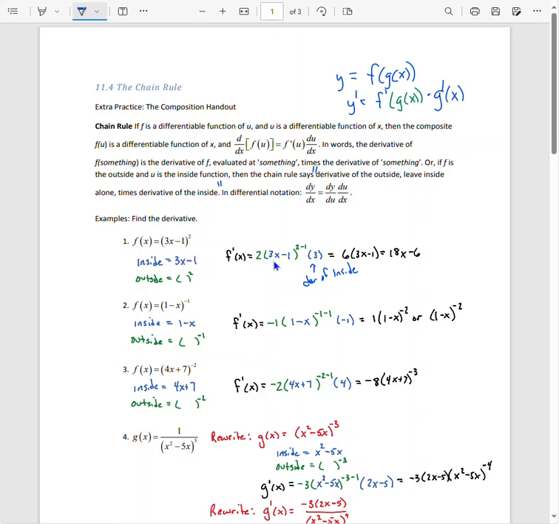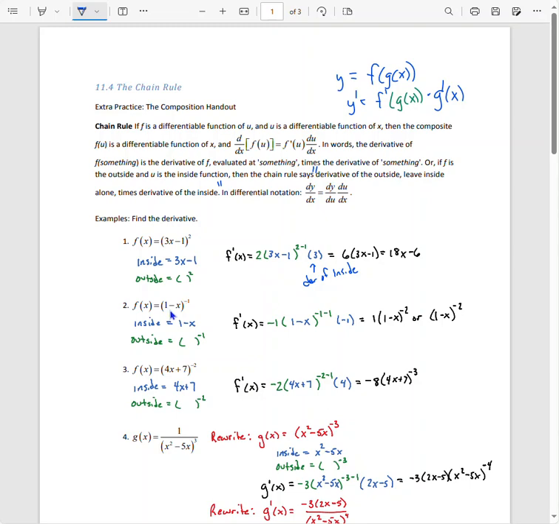Derivative of 3x minus 1 is 3. Okay, so derivative of the outside, here in green, 2 parentheses to the 2 minus 1. Leave the inside alone, multiply by the derivative of the inside. 2 times 3 makes 6. 2 minus 1 is an exponent, makes a 1 exponent, so 3x minus 1 has an exponent of 1. 6 times 3x minus 1 gives us 18x minus 6.